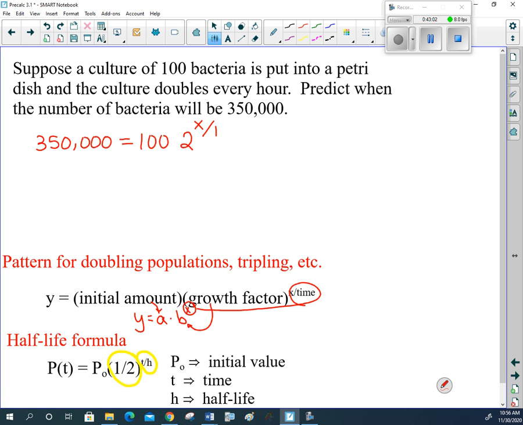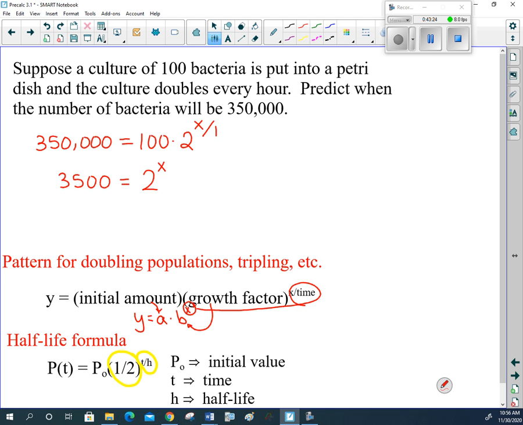X divided by 1 because it's every hour. So if we're going to figure this out, we take 350,000 divided by 100. That's going to give us 3,500 equals 2 to the x power. Okay, so now this is a little different because we haven't figured out how to do a logarithm yet to figure out what that x is.